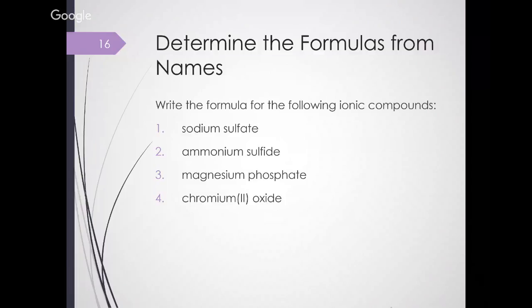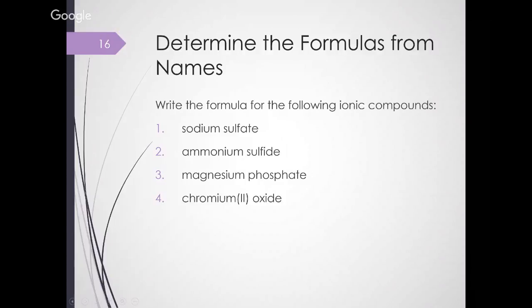Magnesium phosphate. Magnesium is a group 2 metal, so I know it's a +2 charge. The ATE ending here says I'm something special. I'm a polyatomic that has a bunch of oxygens. So I look at my table and see that phosphate is PO4 with a 3- charge. I crisscross my 2 and my 3 and end up with Mg3 parentheses PO4 parentheses 2.